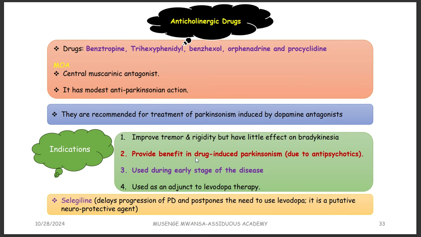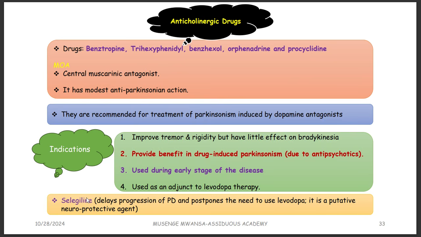We've already explained how. They are also used during early stage of the disease, as we saw earlier, and they can as well be used as adjunct. So just a plus to levodopa. Selegiline, on the other hand, can delay the progression of the disease.